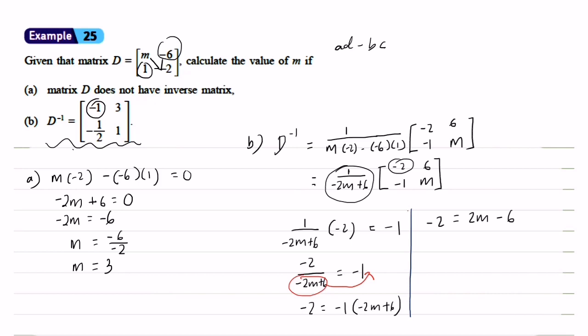So I move over the -6 to the left hand side. Negative becomes positive. So -2 plus 6 equals 2m. And 4 equals 2m. 2m equals 4. M equals 2. Of course, you can use other methods to get the value of m, but I think this is the easiest way to get the value of m. Okay.